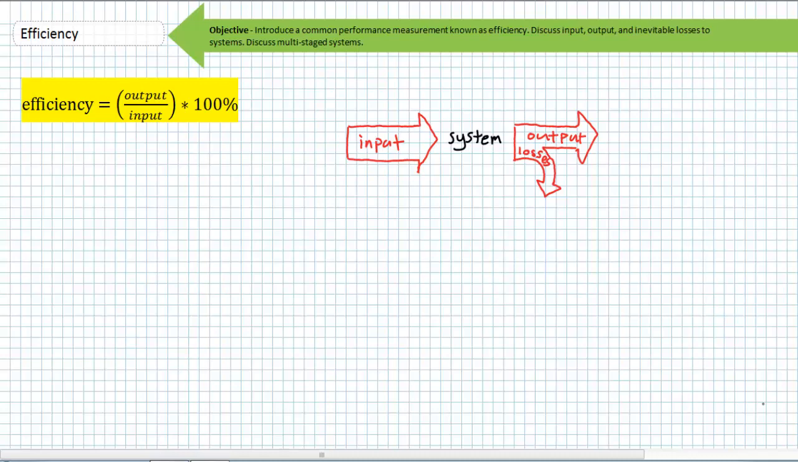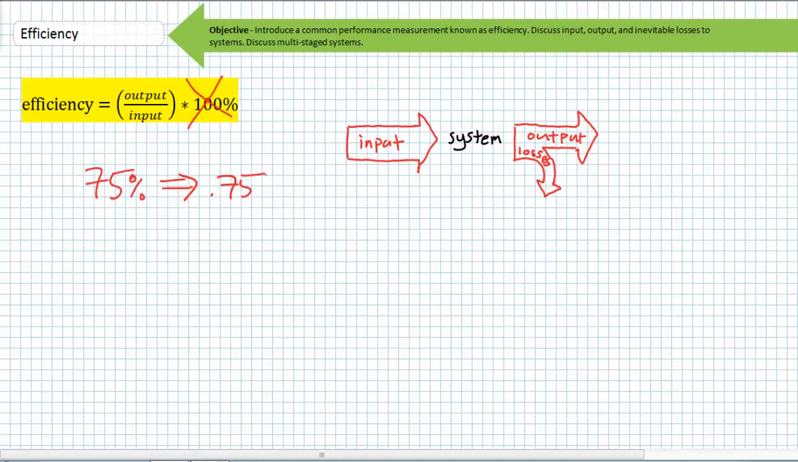Efficiency is a simple measure of the performance or effectiveness of a system. Given a certain input, what is the useful output obtained? It is expressed mathematically as a ratio or percentage of useful output obtained given a certain input. The formula shows output over input multiplied by 100%.